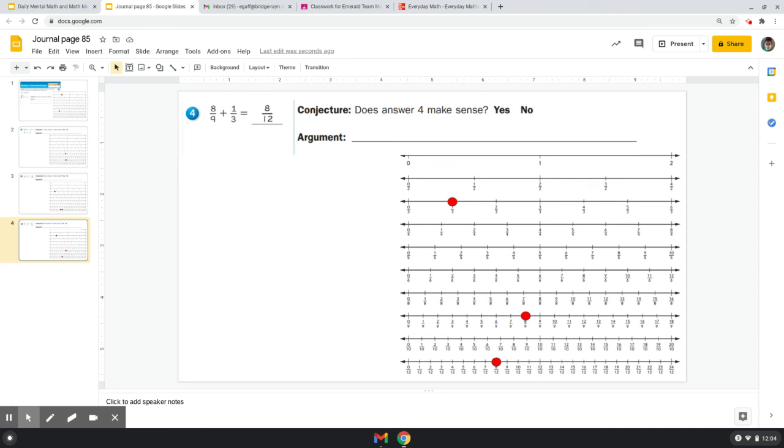No, I would say it does not. If I already have 8/9 and then I'm adding more to it, there's no way that my answer is going to get smaller. There's no way that I'm going back down to 8/12. Go ahead and type in your argument. Why doesn't this answer make sense?